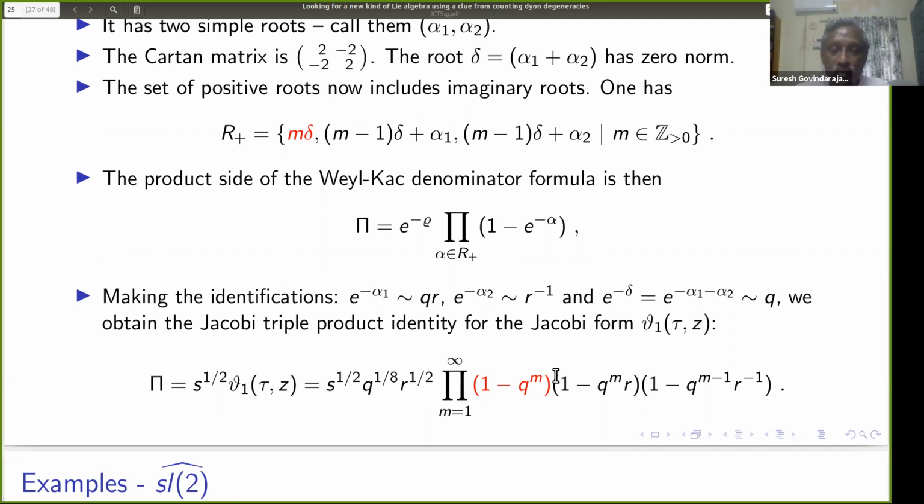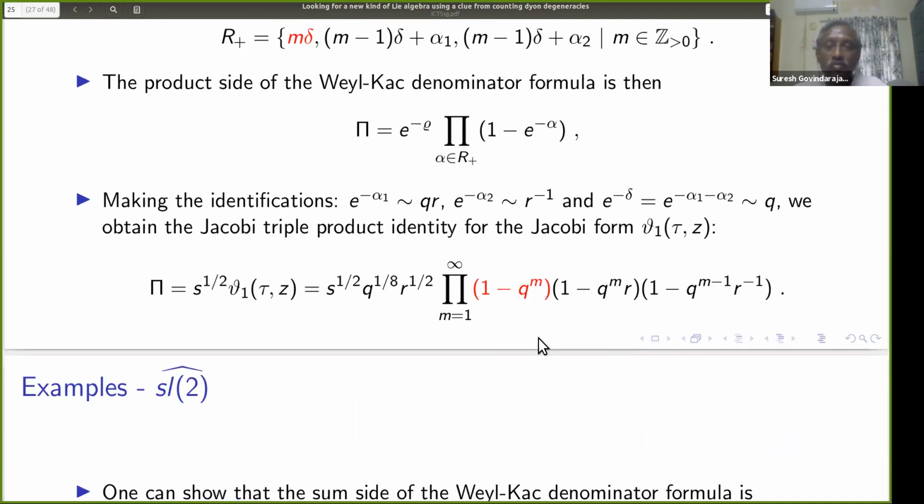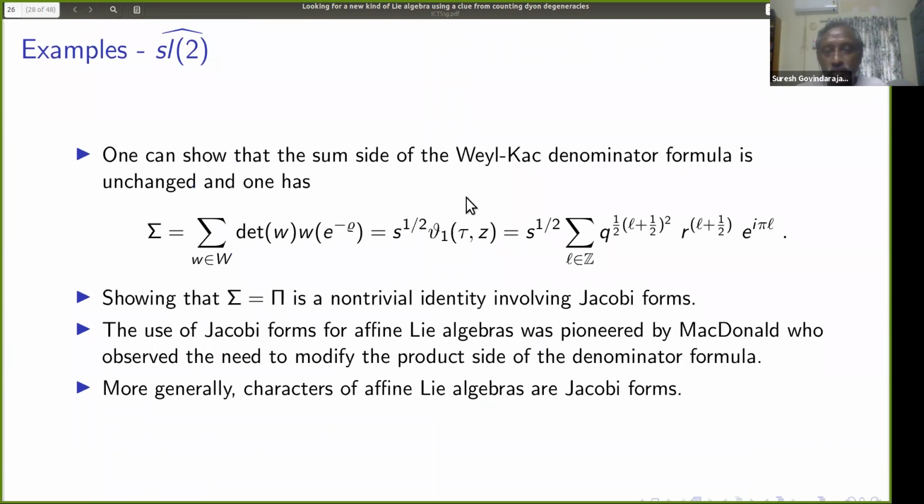Okay, so this is the first use of automorphic forms. And one can of course show that the sum side is exactly the sum over w belonging to the Weyl group of SL2 hat, and that will have this form. What I want to point out here is that the Weyl group is Z2 semi-direct Z. So you can break this up into, as I mentioned, even and odd terms. The Z2 gives the plus and minus sign, and the Z gives the sum over this. So that's how you break it up and write it as a sum over integers.